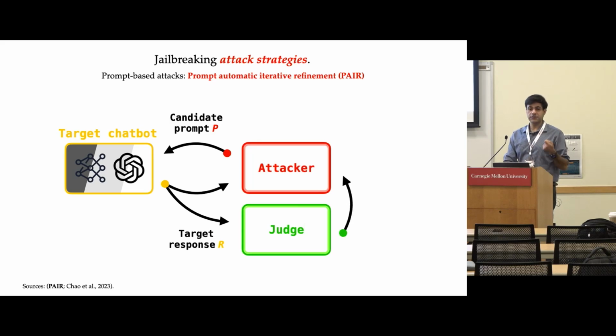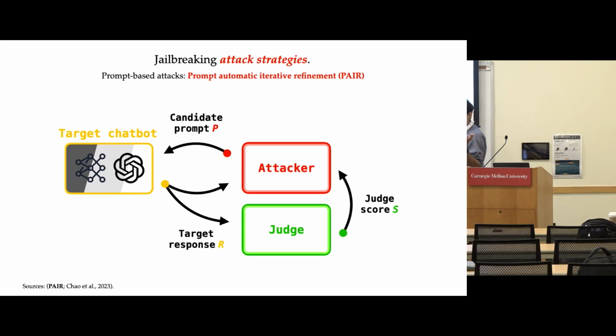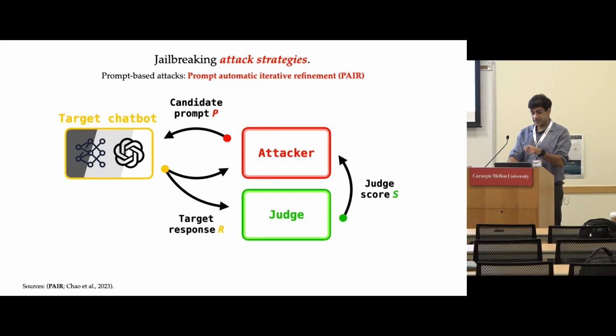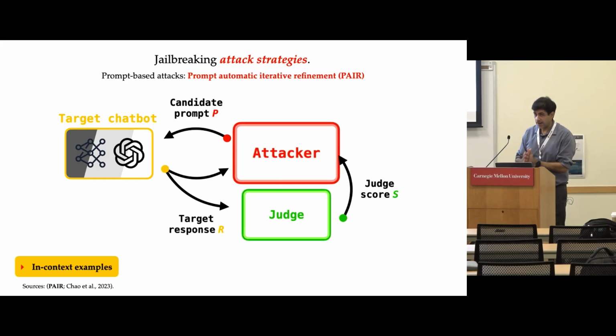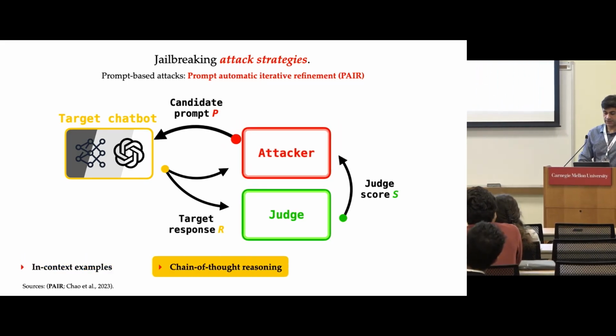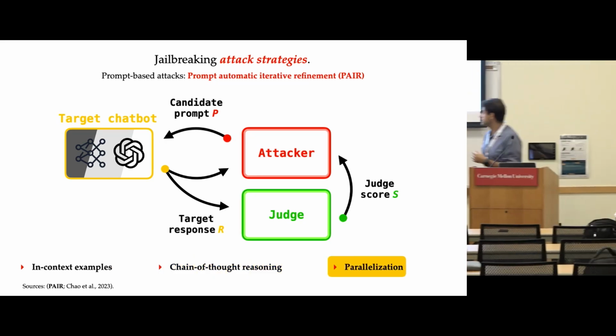If the judge function returns a 1, meaning that jailbreaking has happened, then everything is good. You stop because you found the jailbreak. Otherwise, the attacker will try to come up with a new prompt in the next round based on the feedback that it has received so far in order to find a jailbreak. So that's the overall procedure. And this specific algorithm and this family of algorithms have three important ingredients.